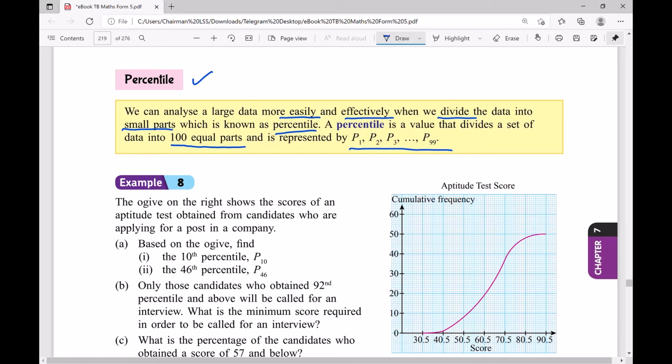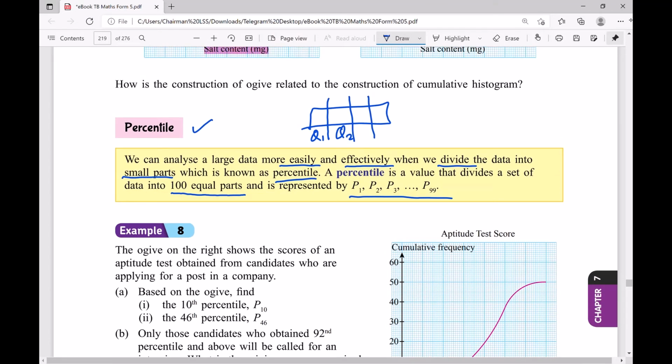Because percentiles are smaller than quartiles. Quartile only has how many parts? For quartile, you have a center here, first quartile, second quartile, and then third quartile. You have how many parts? Four only here, right? But for percentile, we have 100 equal parts, smaller parts. So you can analyze it more accurately.